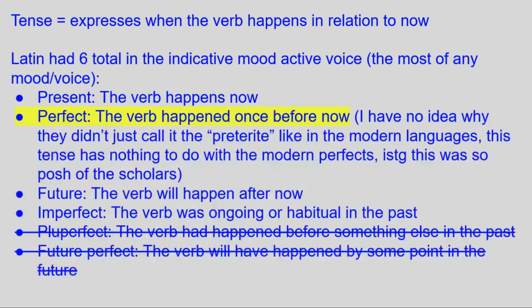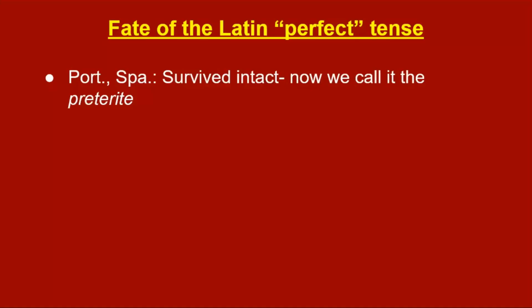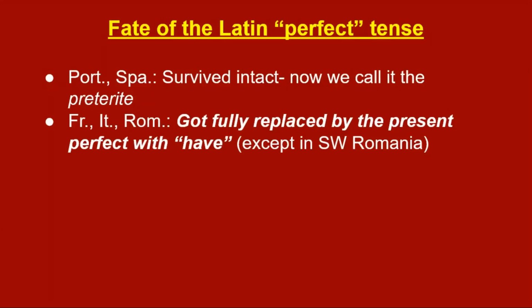This relates to an interesting thing that happened with the Latin perfect tense, which describes things that happened in a defined time in the past. It survived intact in Spanish and Portuguese, where it's now known as the preterite, but in French, Italian, and most of Romanian, the present perfect with have fully displaced it. That's now how you'd say that something happened once.